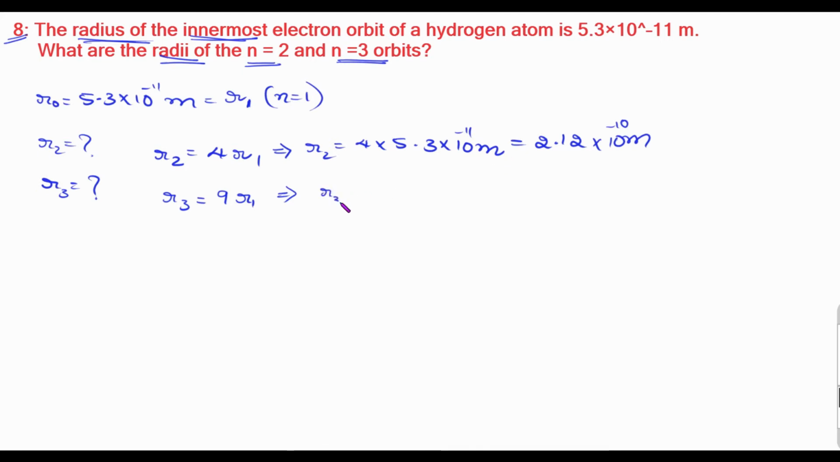Next, for n = 3, R3 is equal to 9 × R1, where R1 is again 5.3 × 10^-11 meter. If you solve this, you will get 4.77 × 10^-10 meter. So this is the solution. There is another method of solving this also, using the formula for the radius, from the derivation, you can solve this problem too.